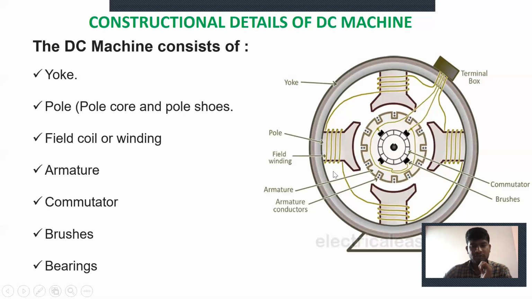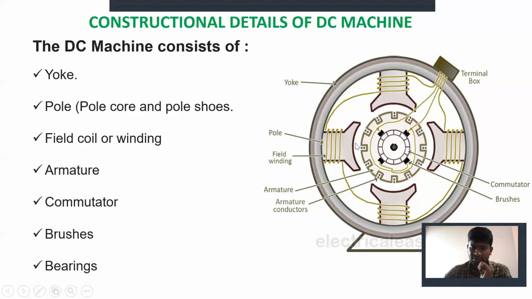Coming to the poles, these are designed with a pole core and a pole shoe. The pole core is useful to support the field winding, and the pole shoe expands the flux to the air gap.